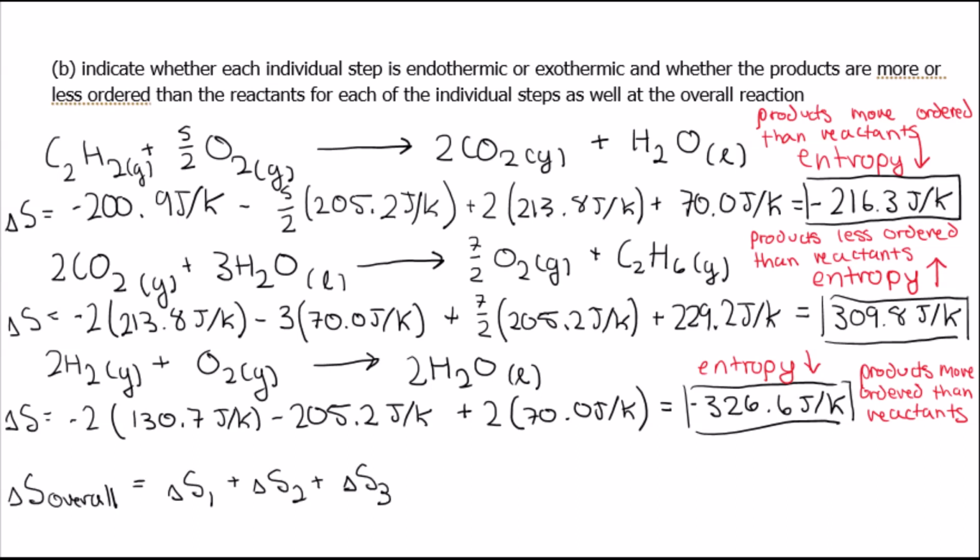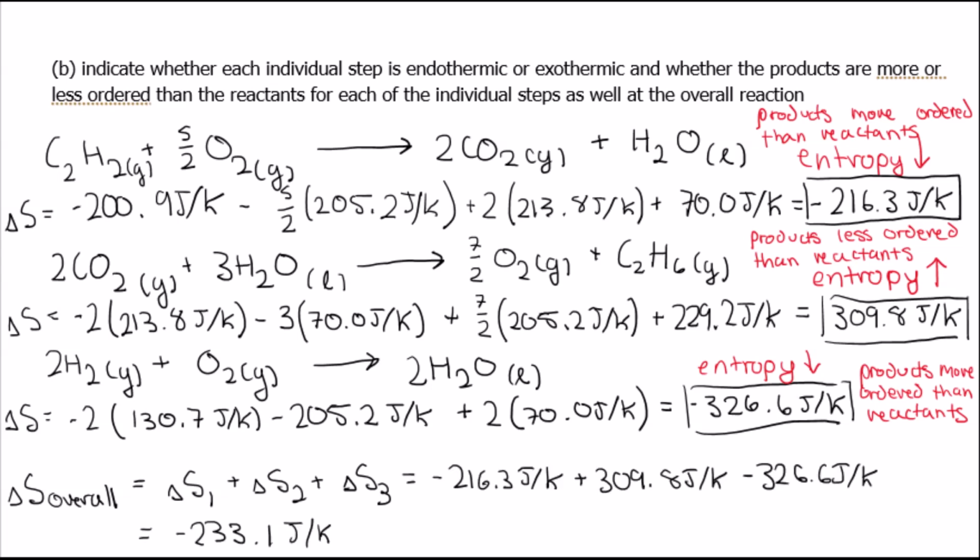So now to get delta S overall, we're just going to add up all of those steps. And once we add up those steps, we are left with an entropy value of negative 233.1 joules per Kelvin, and this is negative, meaning that entropy is decreasing and that the products will be more ordered than the reactants because disorder is decreasing.